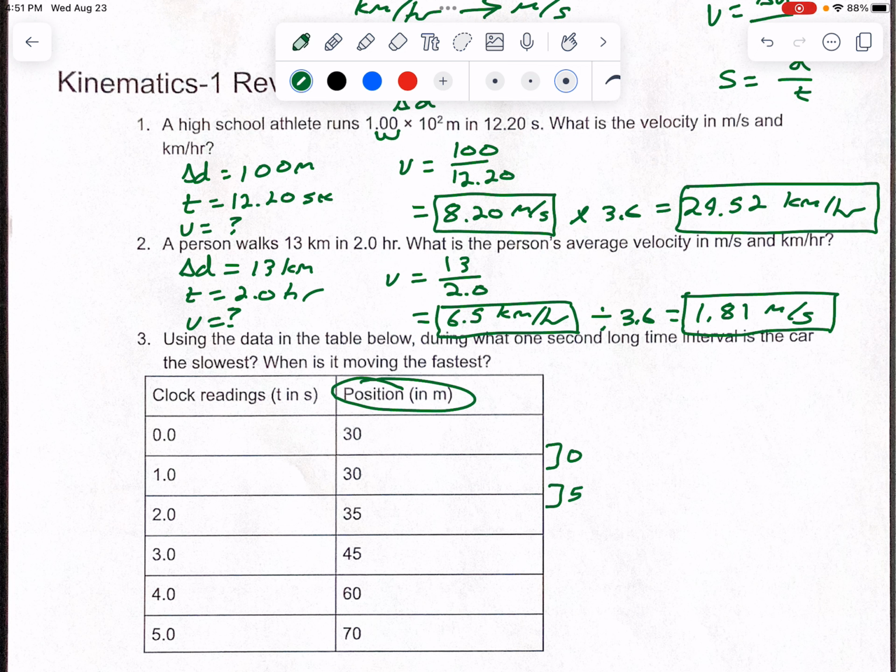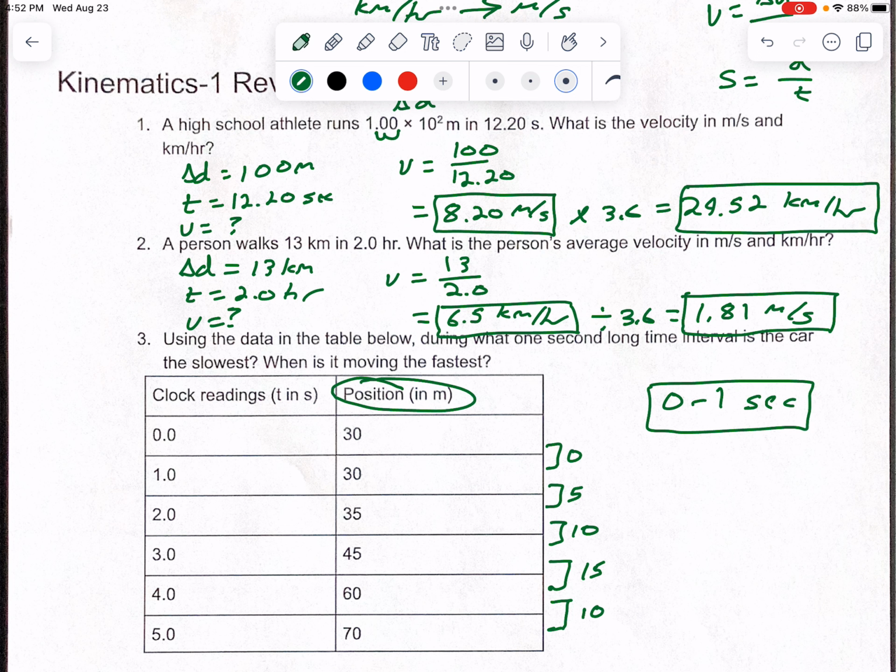30 to 35 would be 5. 35 to 45 would be 10. 45 to 60 would be 15. And then 60 to 70 would be 10. So if I'm looking for the slowest, I'm going to say that 0 to 1 time frame is going to be the slowest because you didn't move.